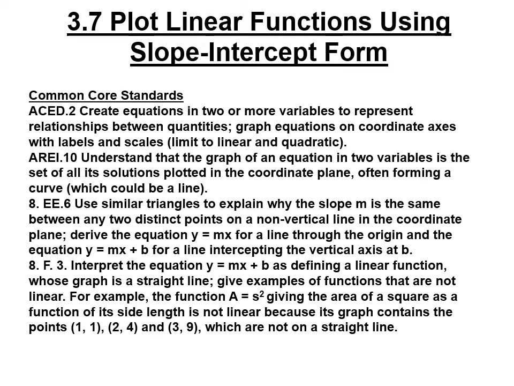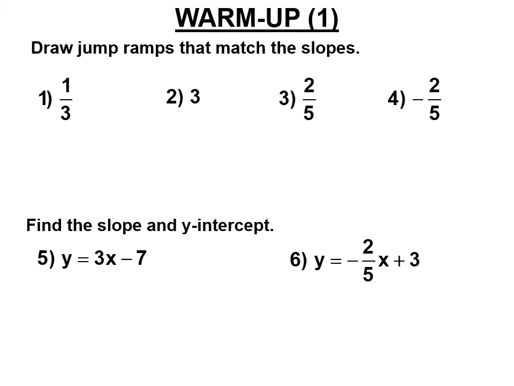So we learned about y equals mx plus b slope-intercept form in the last lesson. And it turns out using that is the faster way to plot a linear function. The way we learned in 3.2 was the slow way. Both ways work, and we're going to see that today.